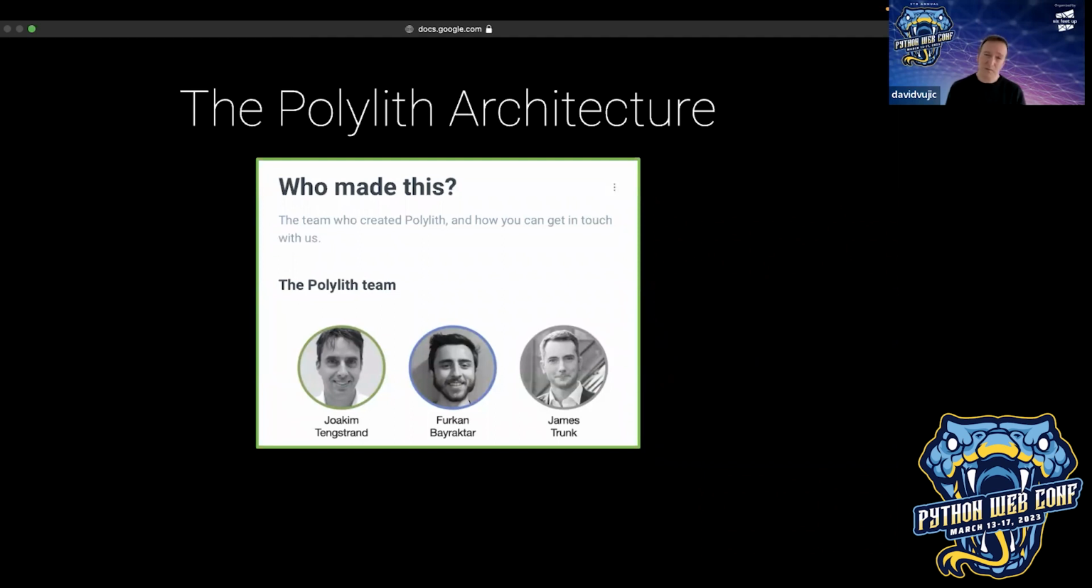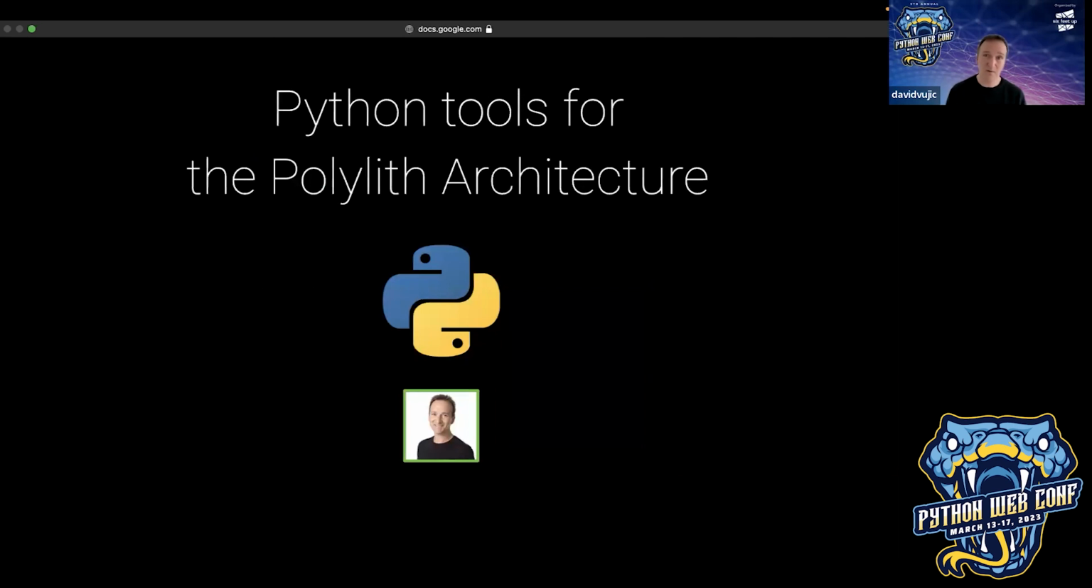So that's Clojure. What has that to do with Python? Well, there's something called the Python tools for the Polylith architecture, and that's a thing that I have developed. I haven't developed the architecture. That's Joachim and Furkan and James. But I have developed a tool set for making this architecture work well in Python.